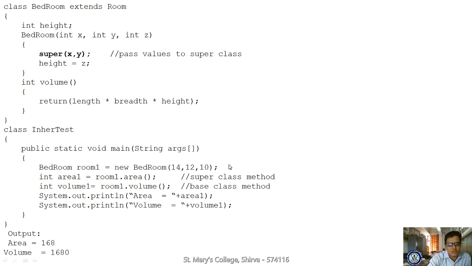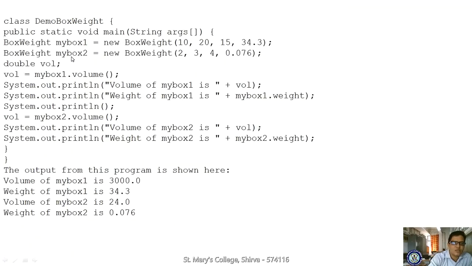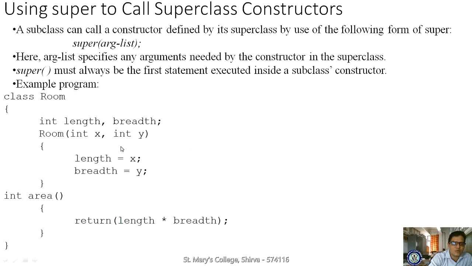A constructor is a special method which is automatically initialized whenever an object is created. Object creation, it is initialized, right? 14, 12, 10, automatically x, y, z will be initialized. Here super(x, y) is there, so through this x, y is initialized.